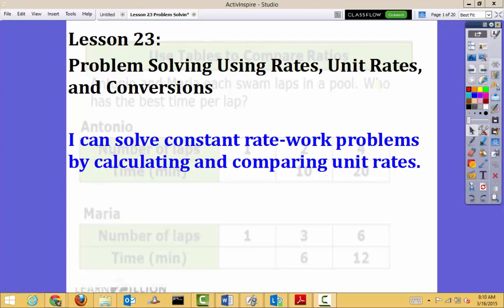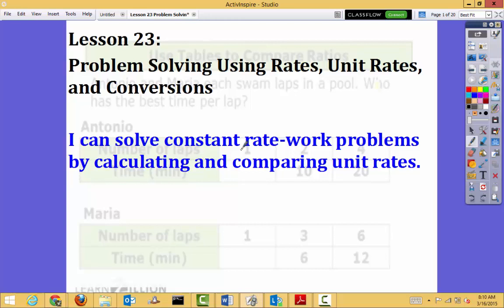So we only have a few more lessons of ratios. Now we're on lesson 23, which focuses on problem solving using rates, unit rates, and conversions, just like we've been doing for several of our previous lessons. Our I can statement is: I can solve constant rate work problems by calculating and comparing unit rates.